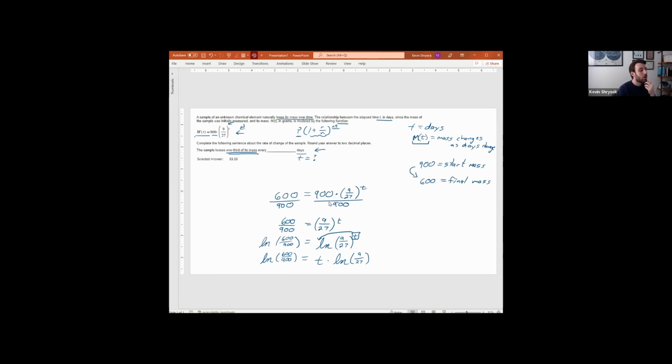All right, so now we've got t in front in a nice algebra position. That's great. How do we get it alone? Divide both sides by log of 9/27. That's exactly right. So then I think we get something that you can throw into your calculator. So we've got natural log of 600/900 divided by natural log 9/27. Plug that in your calculator. That'll tell you t.